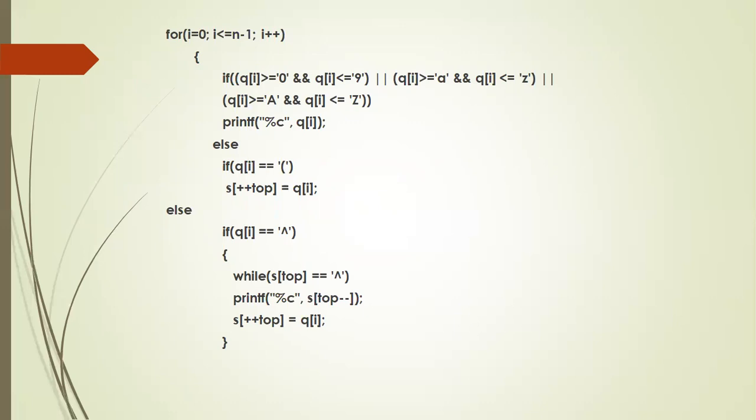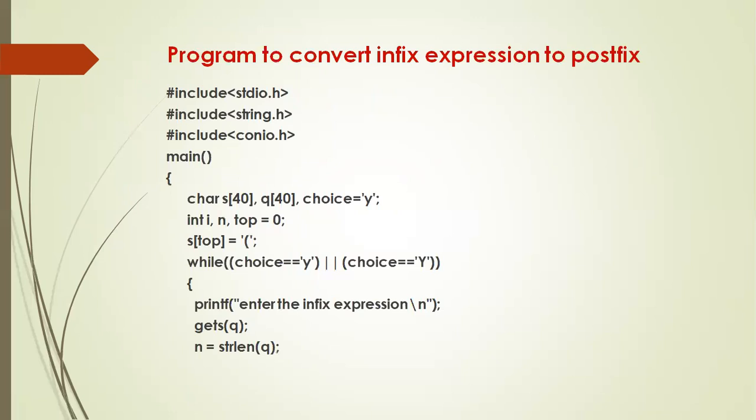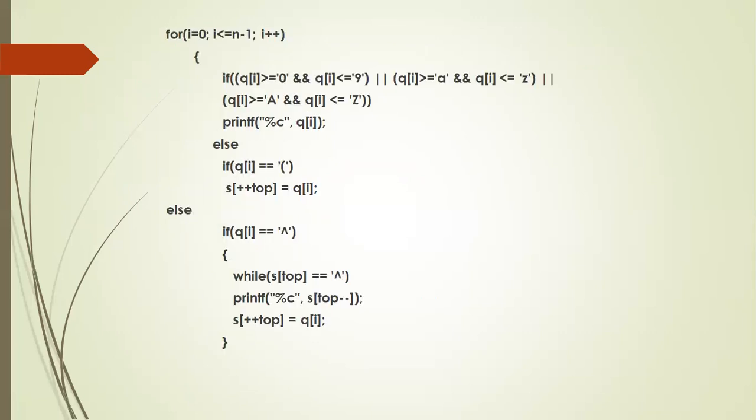Else, second possibility. If it's a left parenthesis, what you have to do? You have to push it onto the stack. So take the element Q of i and add it to the stack. So we are writing S of plus plus top. Because top, you have started from which value? 0. In the 0th location, what have you already stored? In S of top, when top is 0, you have already stored one left parenthesis there. Now you have to store the next left parenthesis in the next position. So S of plus plus top equal to Q of i. So now operand is over, left parenthesis is over.